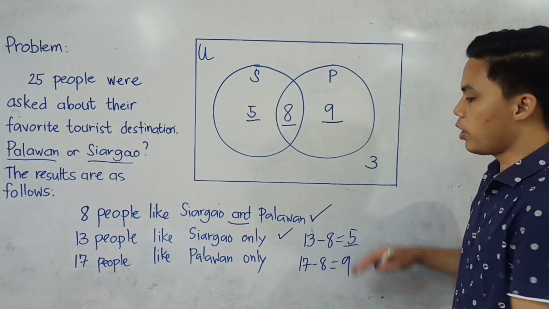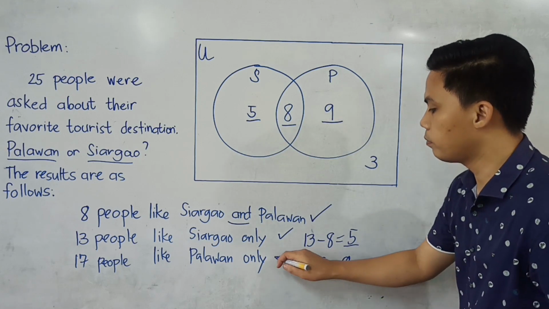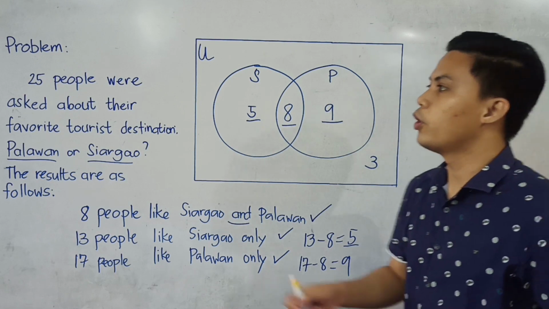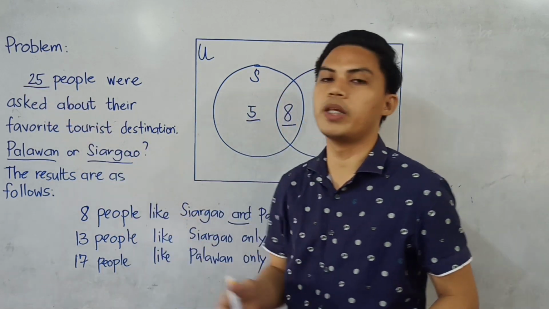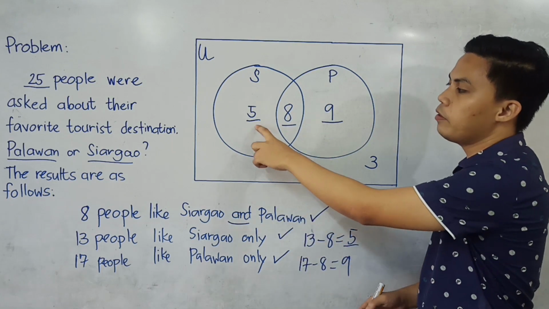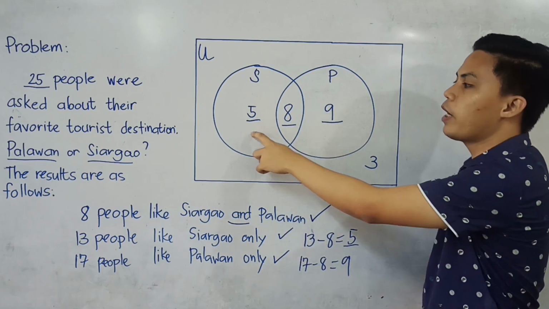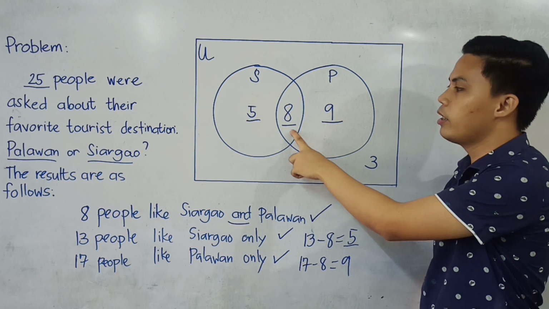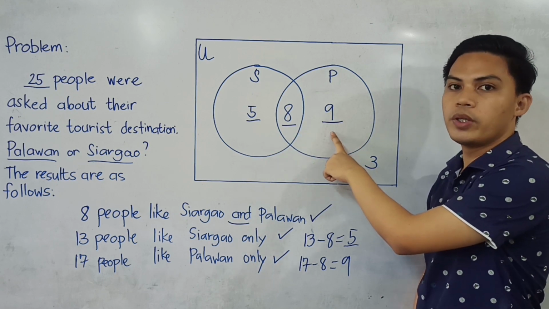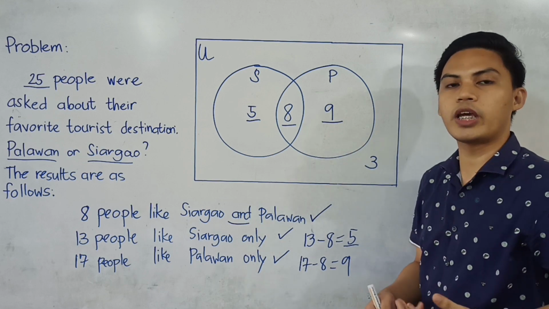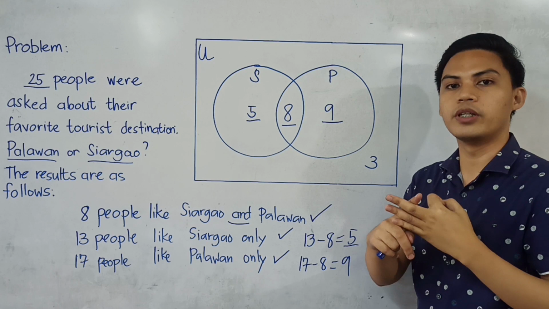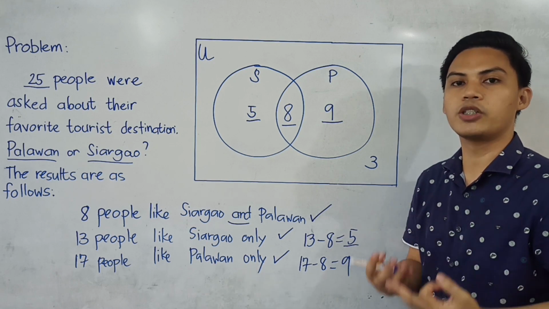Okay. So, since we have 3 information, i-check natin kung yung total ba nila is equal to 25. Kasi nga, 25 na tao yung na-survey. So, we're going to add them. We have 5 plus 8 plus 9. So, 5 plus 8 is 13. 13 plus 9 is equal to 22. So, ibig sabihin, meron tayong 3 people na missing. So, ano kaya yung sagot ng tatlong tao na na-survey?